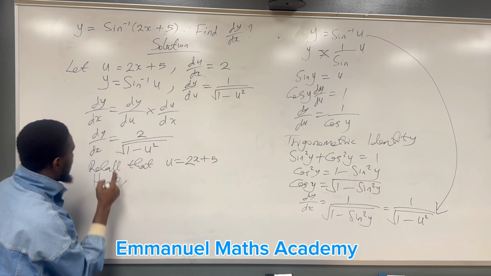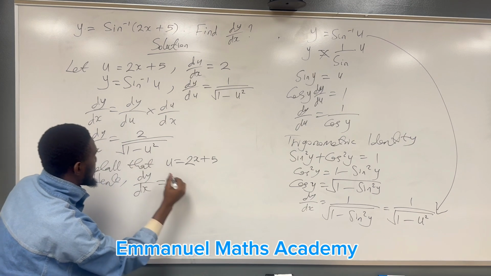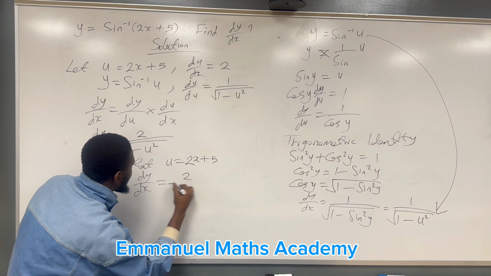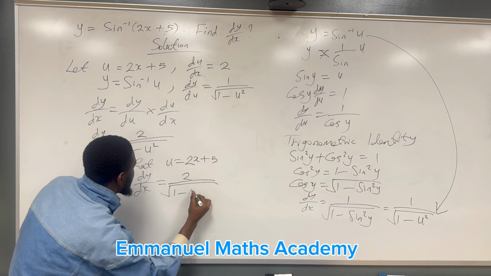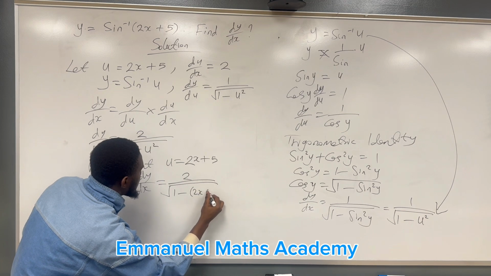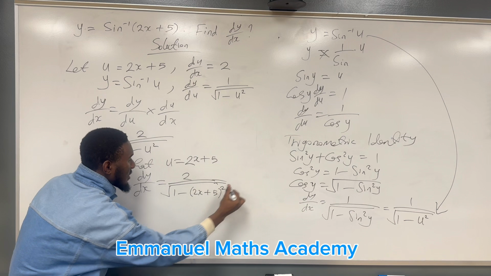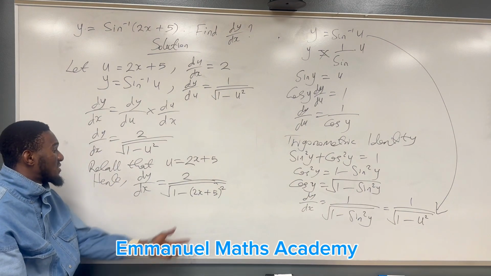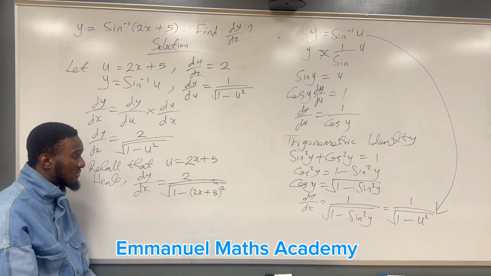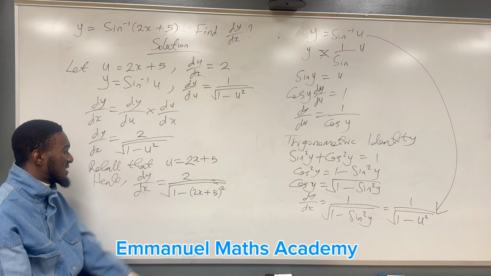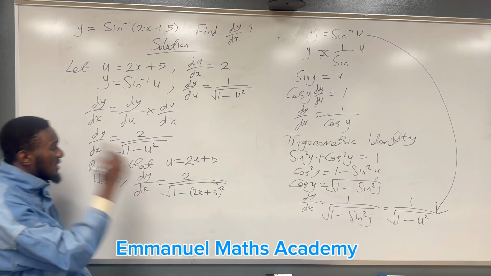Hence, our dy dx is equal to 2 over square root of 1 minus (2x plus 5) raised to power 2. As simple as that. You can decide to simplify your answer more, or you can leave it this way. Whatever you choose. Since it's in terms of numbers and x, you are not having any cos or sine. As simple as that.